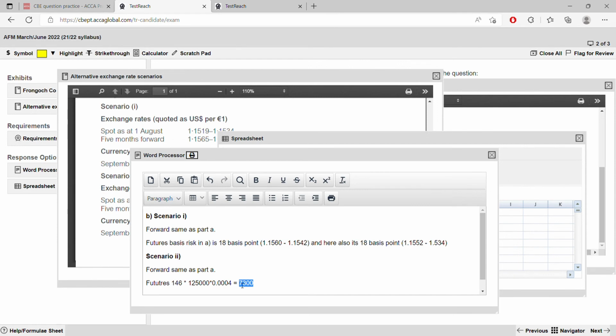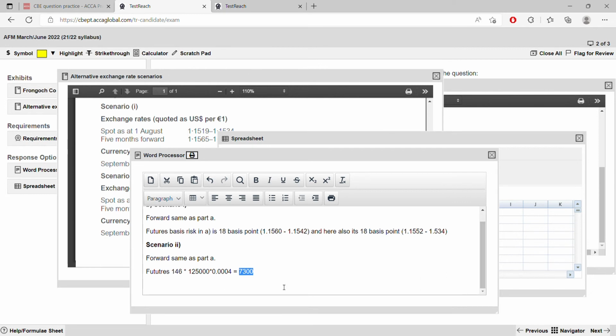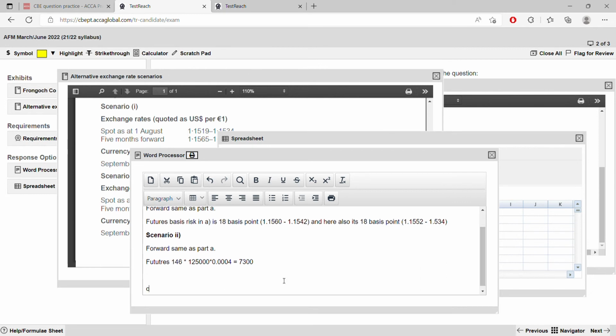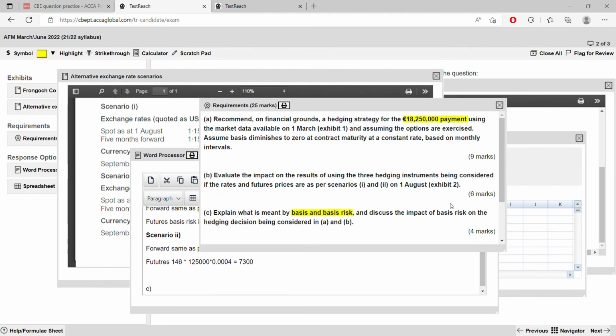Now what else? Part C. So we are done with it. Coming to part C, what should you do? Explain what is meant by basis and basis risk. I'm not writing the answer, but you can write it on your own. Basis means the difference between the future and the spot rate. And the basis risk means the risk that the spot rate will not have a predictable relationship with the future price.